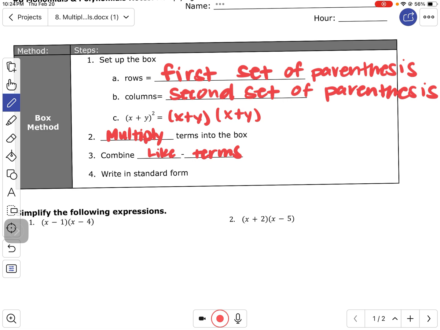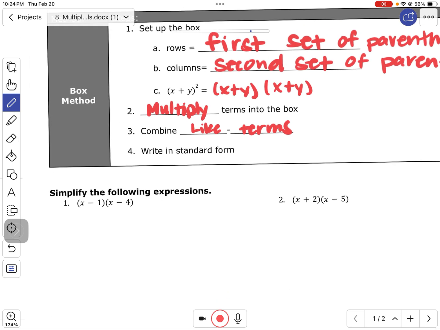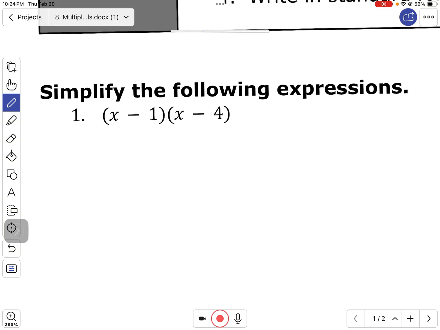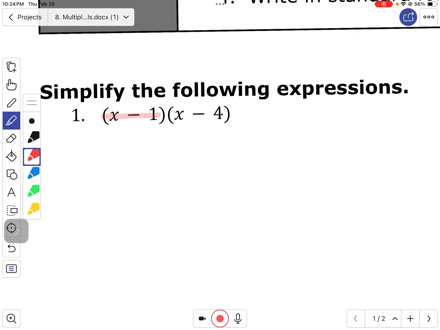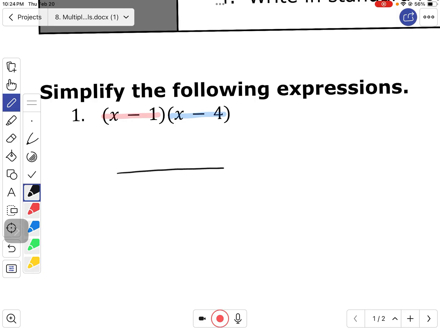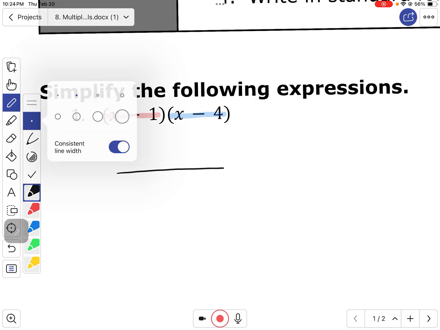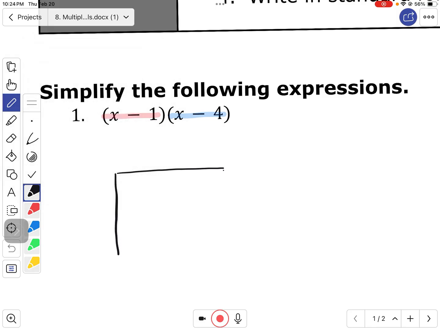Okay, so let's try this for number 1. We need to make rows and columns. When I look, I have 2 pieces in this first part, and I have 2 pieces in this second part. So I need a 2 by 2 box. So I'm going to start by making a 2 by 2 box. Okay, there is my 2 by 2 box.